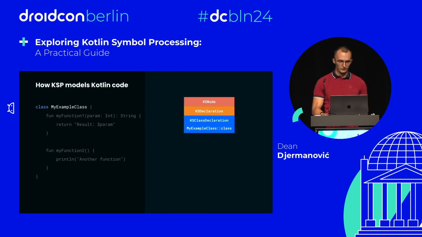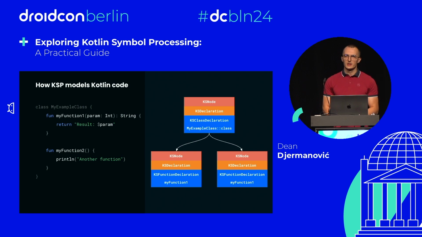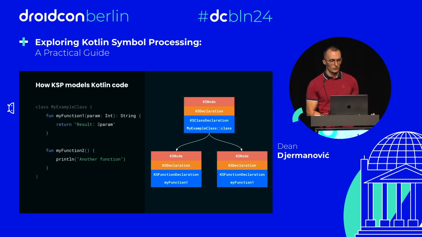The KSFunctionDeclaration interface models function declarations. In our case, we have two KSFunctionDeclaration nodes, which represent myfunction1 and myfunction2 functions. Again, for each KSFunctionDeclaration, you can query for further details, such as visibility modifiers, for example. We can also see here that KSP models Kotlin code by building a tree of nodes, and each of these nodes represents an element according to the Kotlin language grammar.